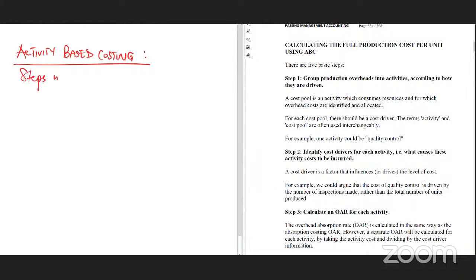Okay, this thing is a pure exam question. So steps in ABC, right? They can ask you for 5 marks. What is it? What's the first step? Yes, what do we do? Step 1. Group your activities. So you group activities, or you gather your cost pool also. The next thing is to determine what? Cost drivers, right?